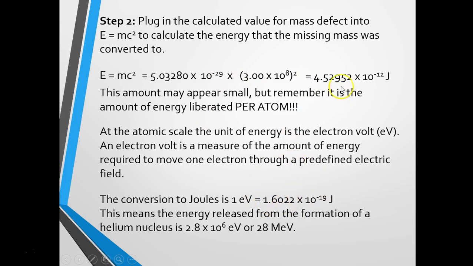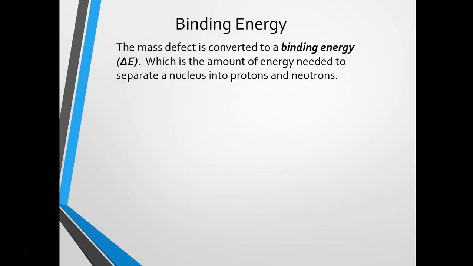So if we convert that amount of energy, we get that it is 2.8 times 10 to the 6 electron volts, or 28 mega electron volts. And that is how much energy is released by the fusion to create one helium nucleus. So binding energy. Binding energy is the amount of energy needed to separate a nucleus into its individual nucleons.